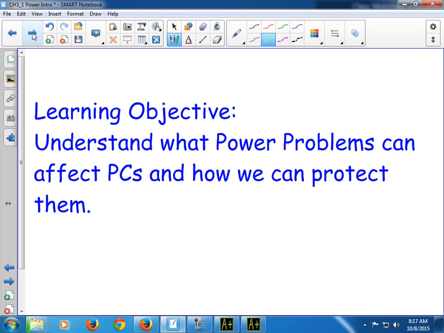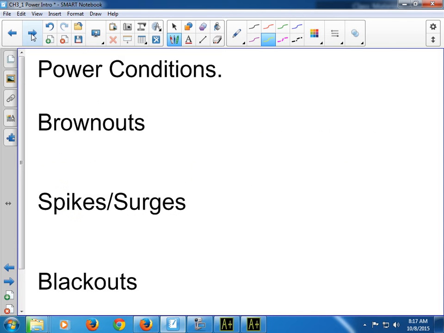So that's EMI. So our next little objective is to understand the power problems that affect PCs and how we can protect the PCs from them, okay? So this continues on with power in general. So we've got basically a couple different power problems that we can have. And those three power problems are called brownouts, spikes, and blackouts, okay?